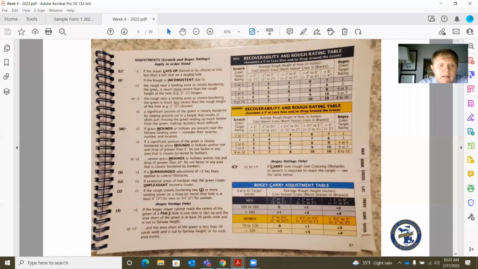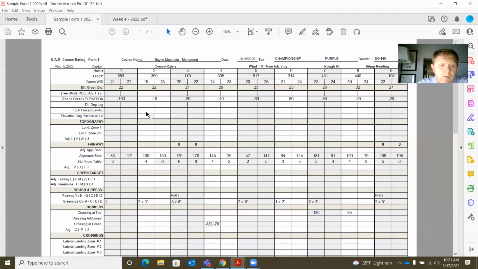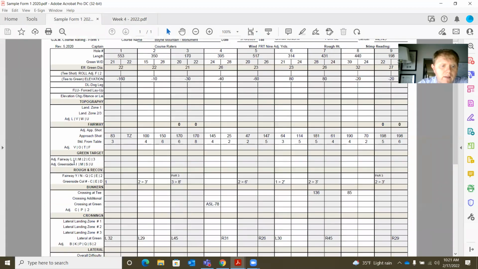All right. So when we're looking at our adjustments here, we're going to go through some of these. We talked about layups before. When we do have a layup, or the golfer hits less than a full shot, could be a dogleg, we're going to have an L adjustment under our R&R. And when you look at our form 1 here, you'll see under R&R that we have a column for fairway and for green side. And so for the layup section, it applies in the fairway. So when you're writing it down, you're going to want to make sure you write it in the top row here.